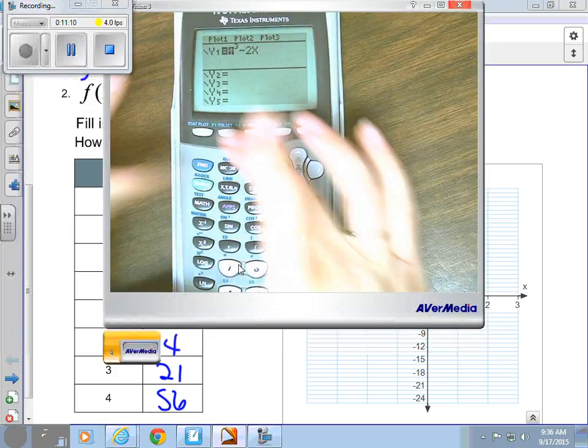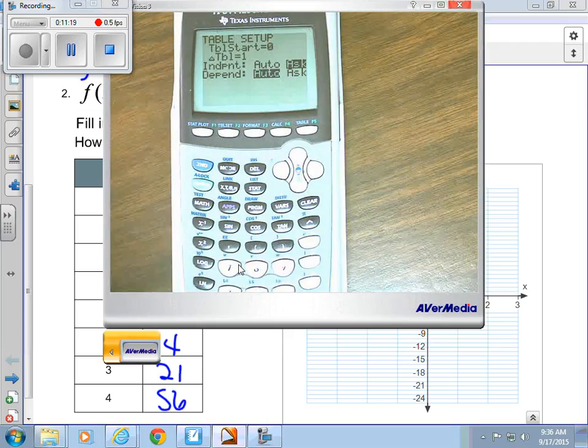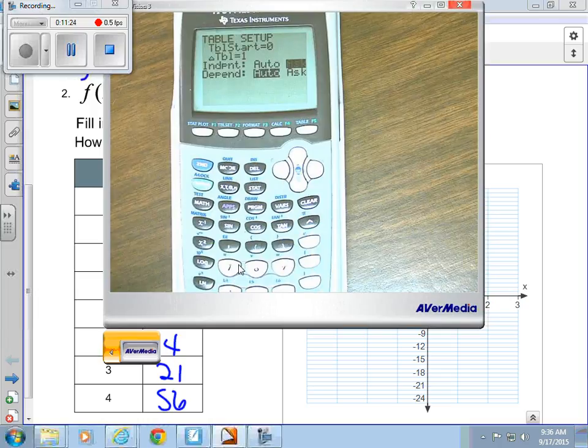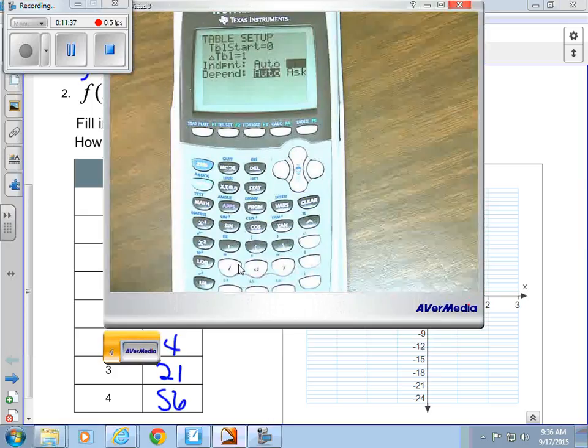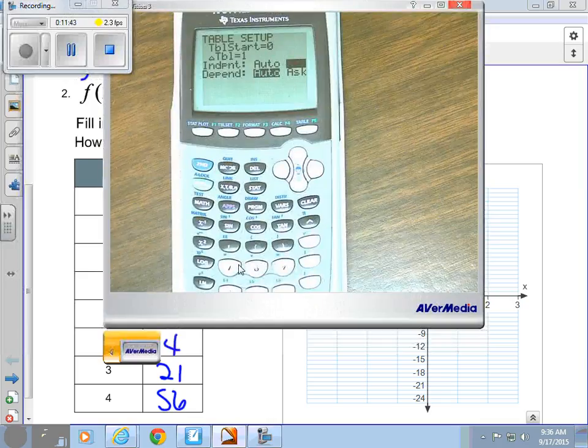Go to second window, which is your table setup. You'll only have to do this once. Your calculator will stay this way after this. And put your independent variable on ask and push enter. It is my favorite way to use the table because then you can type anything you want into your x and it'll give you the y value. You normally have to scroll through the table, but you don't have to scroll, you can just type. I like that. If you don't, you can change it back when we're done.